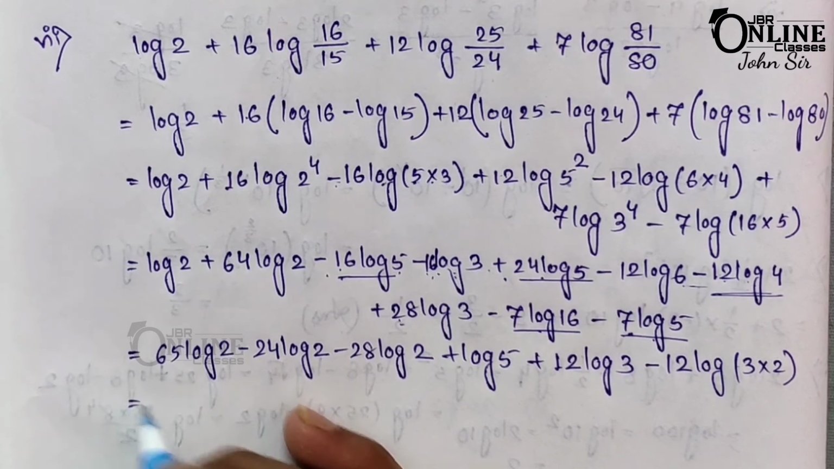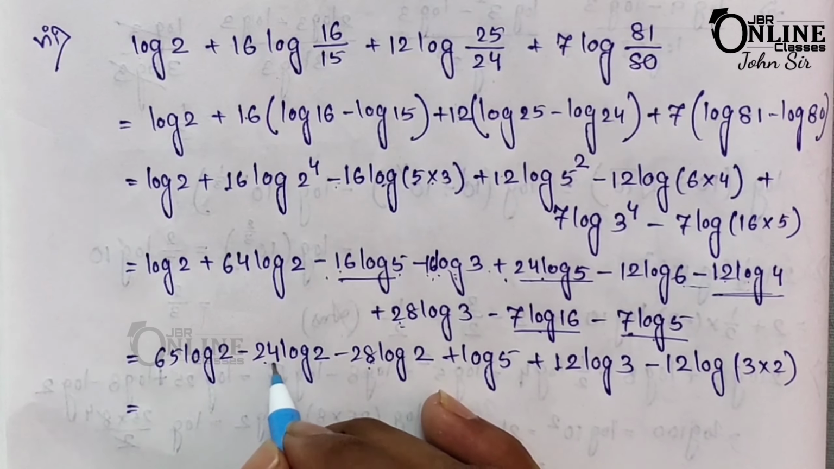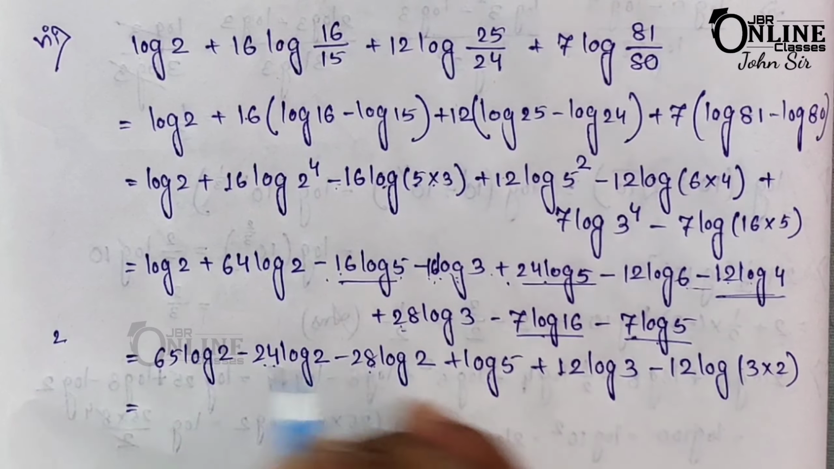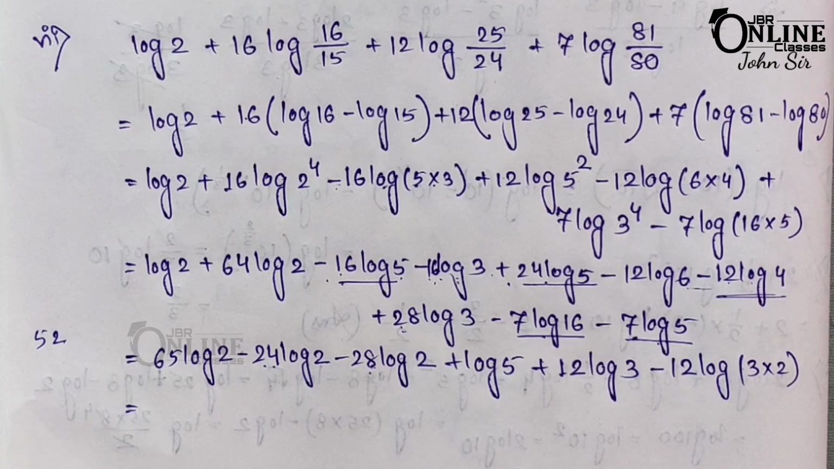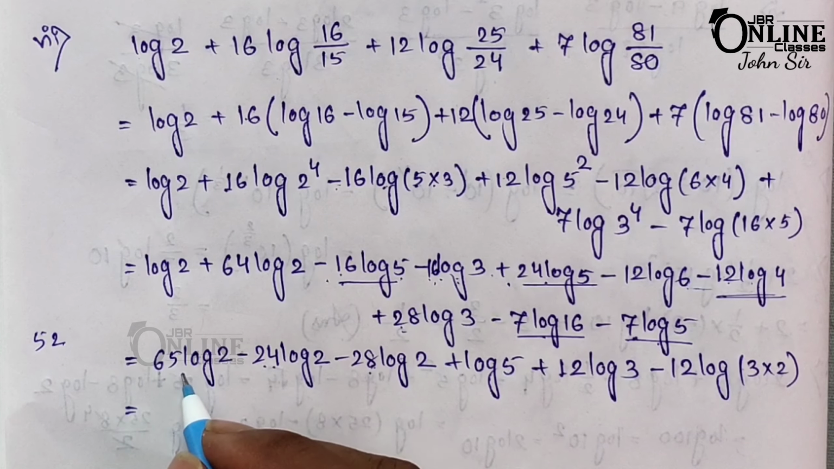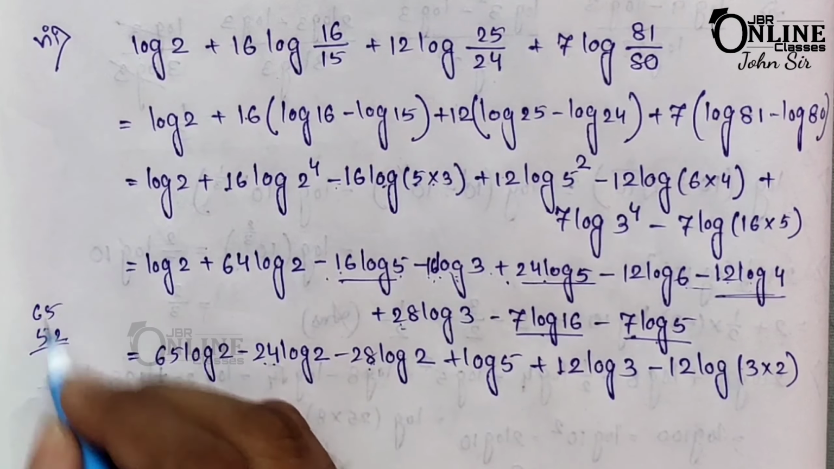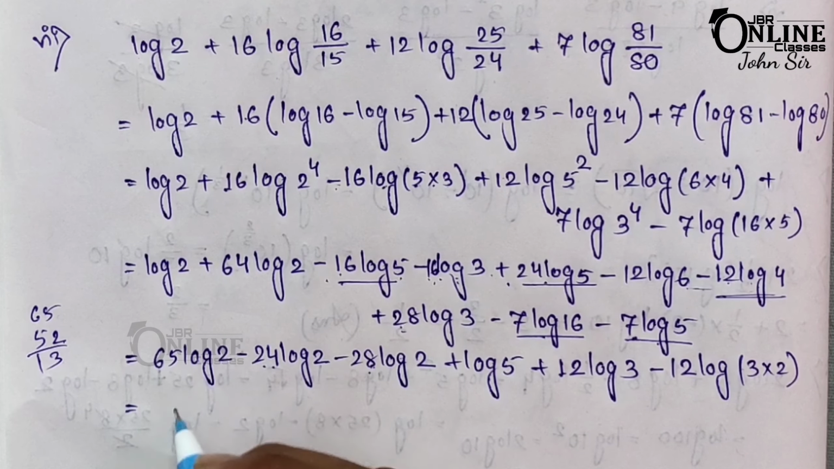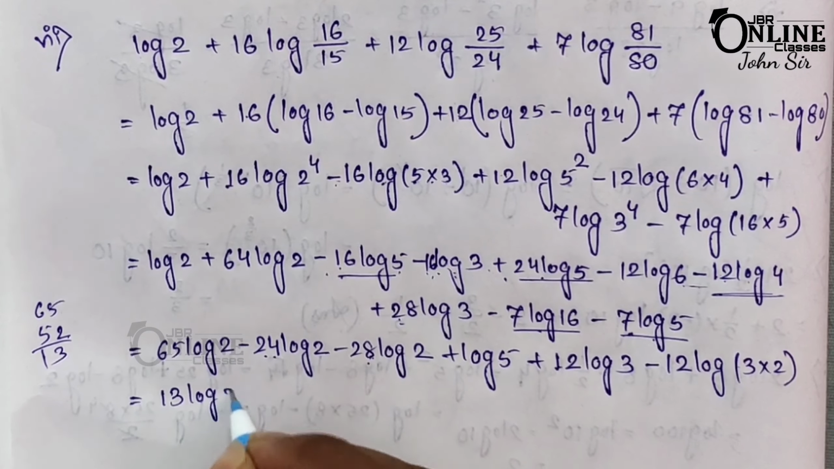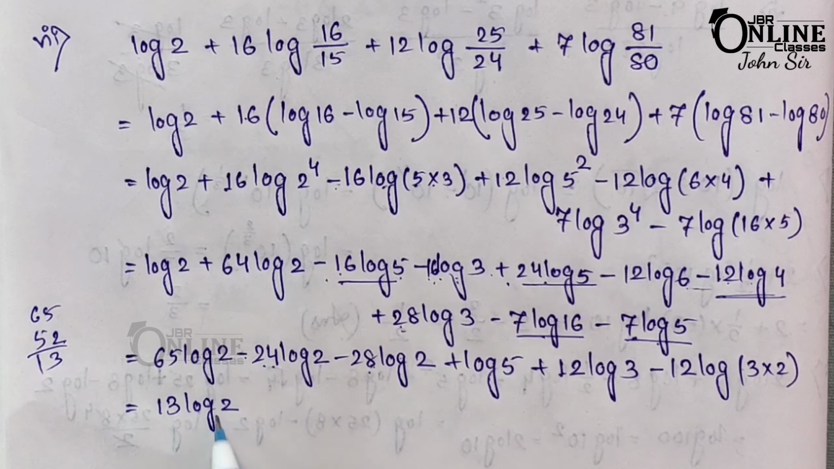So the next one here, 24 plus 28, that means 52. Now 65 minus 52, so 3 and 1, so 13. So here 13 log 2. 65 minus 52 log 2, that equals 13 log 2.